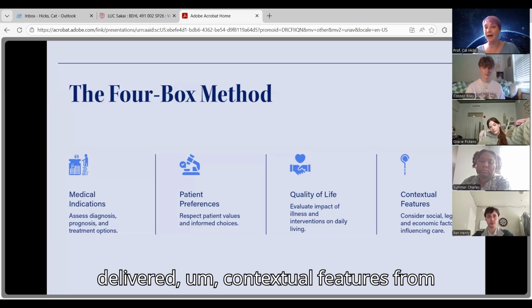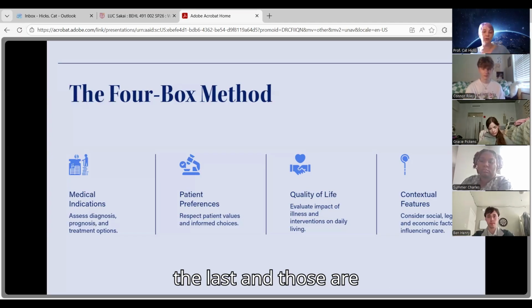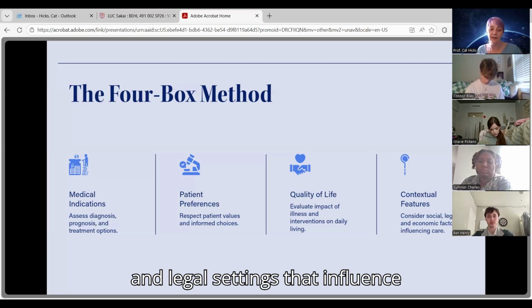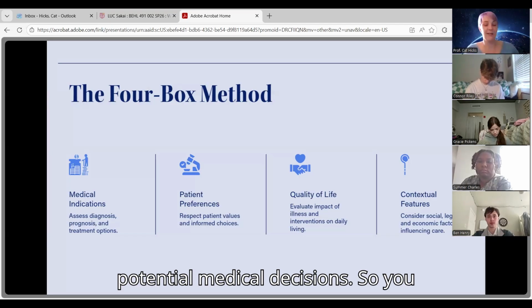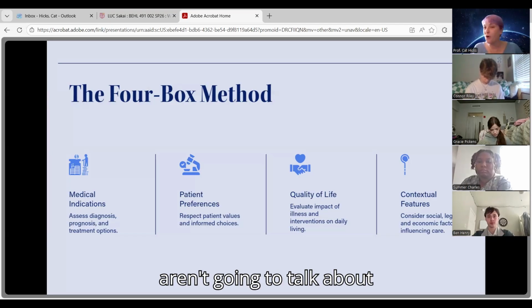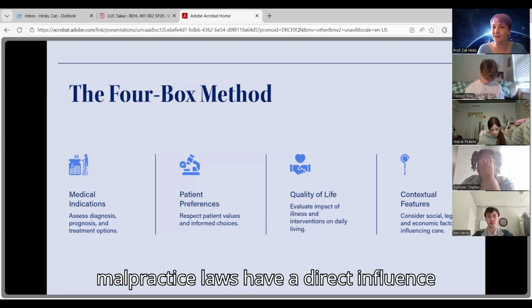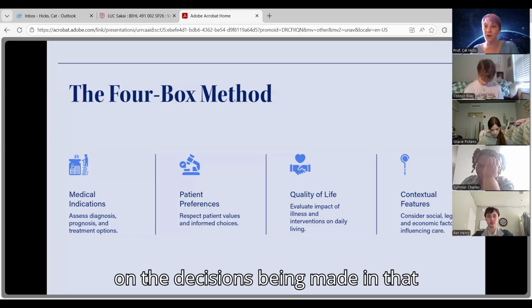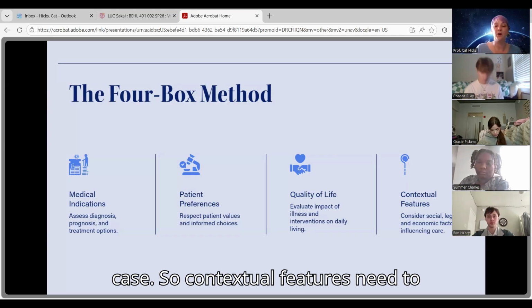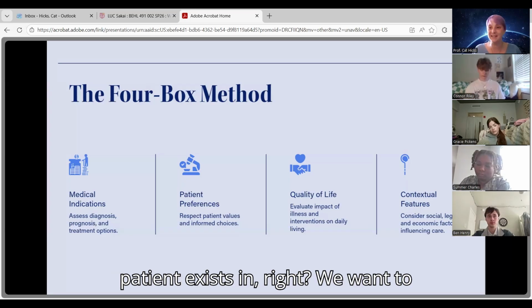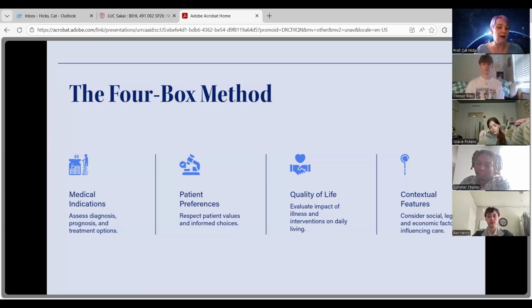Contextual features come last, and those are the social, institutional, financial, and legal settings that influence potential medical decisions. So you aren't going to talk about malpractice laws unless those malpractice laws have a direct influence on the decisions being made in that case. So contextual features need to remain relevant. You are not intended to explain the entire landscape that this patient exists in, right? We want to pick out the important facts.